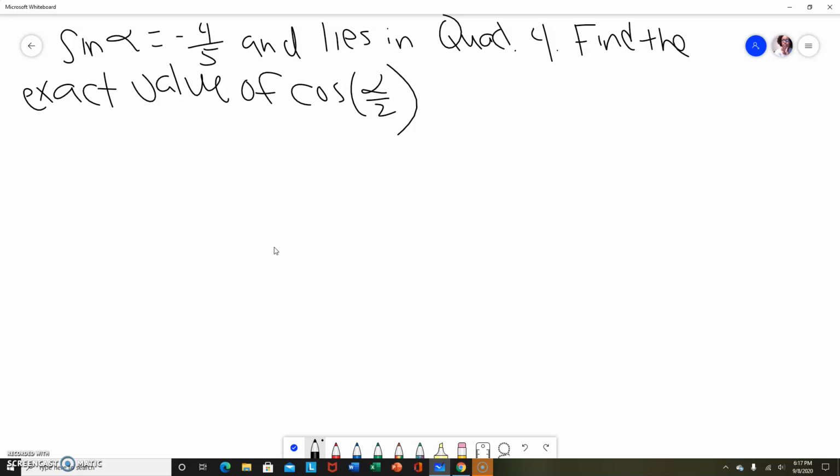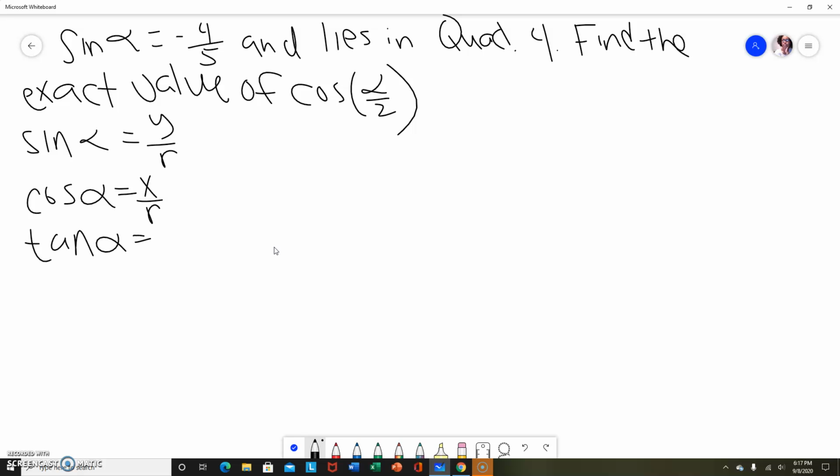So recall that sine of alpha, or any angle basically, is equal to y over r. Cosine of alpha is equal to x over r. And tangent of alpha is equal to y over x. We don't need tangent, but just in case. And we know that the relationship between them is the Pythagorean theorem, so it is x squared plus y squared equals r squared.